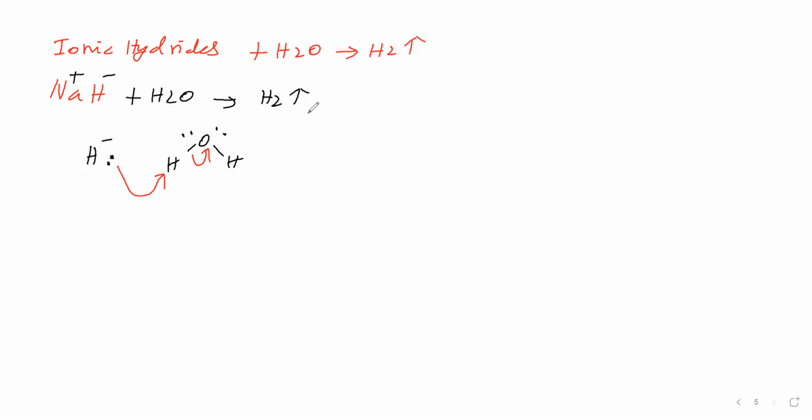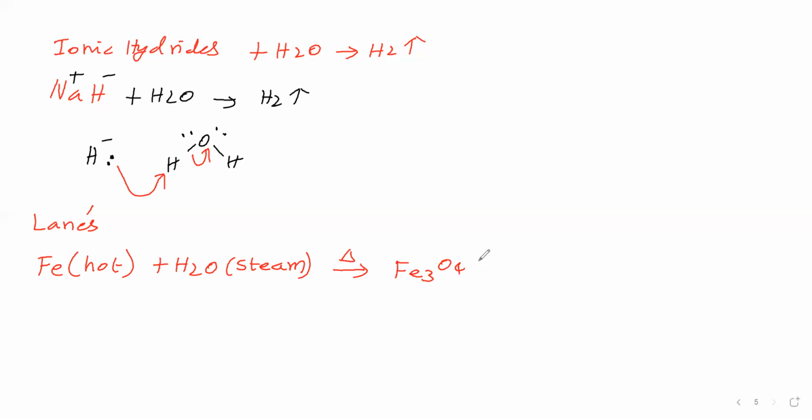Next we will see manufacture of hydrogen gas. We will see Lane's process. In Lane's process, how to get hydrogen gas we will see. We will take iron in hot condition. Then we will take steam. We are treating this hot iron with steam. So what are we getting? This iron is becoming Fe3O4 and we are getting hydrogen gas.